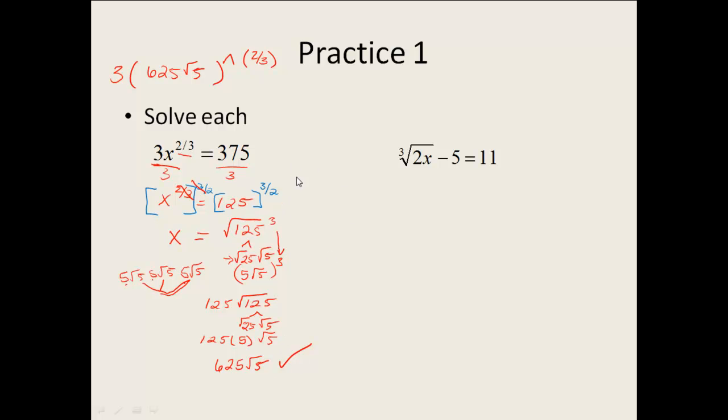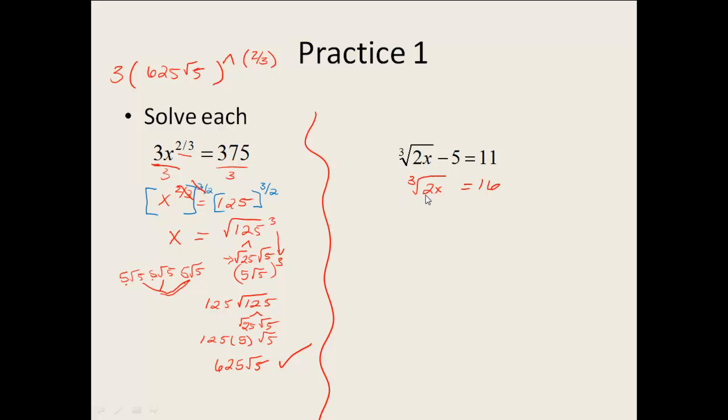The second problem over here, follow the same types of steps. I first need to isolate my radical. Well, here is my radical. It's a cubed root. This minus 5 is not part of my radical, so it has to go. So I'm going to add 5 to both sides. And on the left, I would be left with the cubed root of 2x is equal to 16.